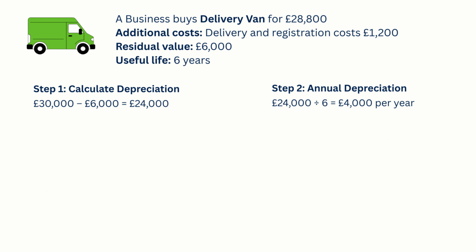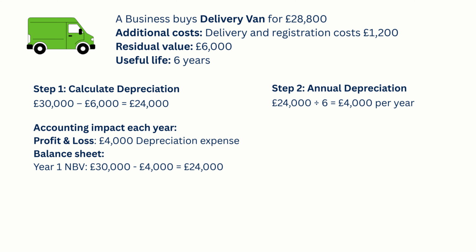Cost of the asset minus residual value equals the amount to be depreciated. £24,000 represents the portion of the van that will be used for calculating depreciation over its useful life. The useful life is 6 years. Because this is straight-line depreciation, we divide evenly. £24,000 divided by 6 years equals £4,000 per year. Every single year, the depreciation charge is the same.